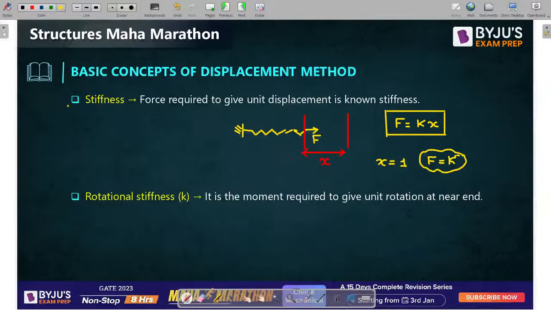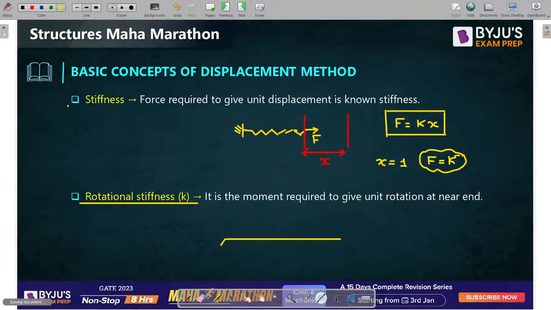Okay. Now guys, the question is, what is rotational stiffness? In our structure part, we need to understand this. It is nothing but the moment required to give unit rotation at the near end. Now the question is, sir, what is near end? What is far end? Let's understand it by using one example.